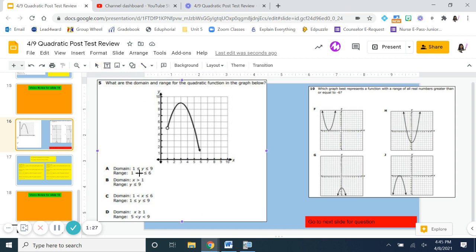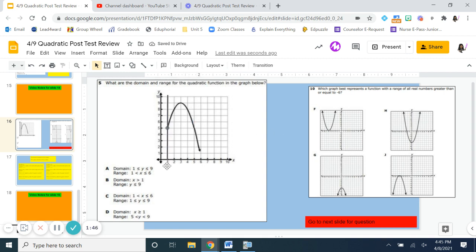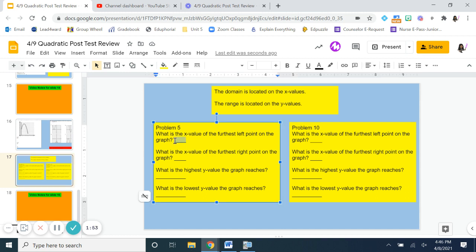I'm actually going to use a line tool here. So if I look at this parabola, the furthest point to the left is this point right here. And I'm going to make this line going towards my x-axis. And that number right there hits at exactly 1. I'm going to put a 1 right there. And the next question is, what is the x value of the furthest right point on the graph?